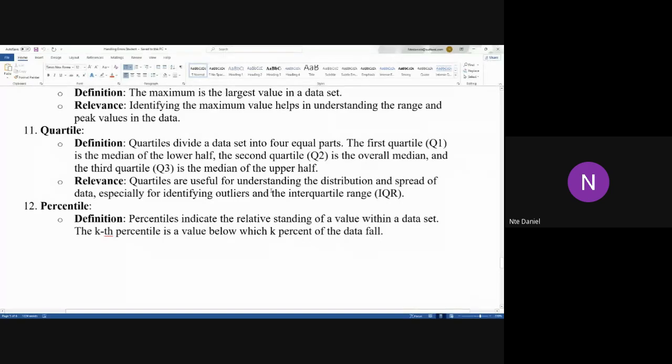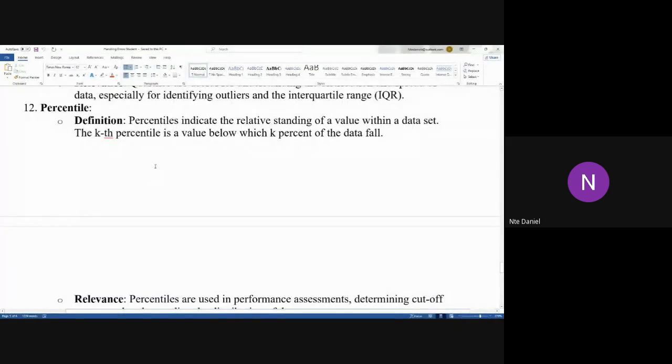So everything, when you go over the playlist, all the information you need is there. So this is what a quartile is. I've given you the functions, I've given you the definitions, I've given you the relevance. You will get all of this.